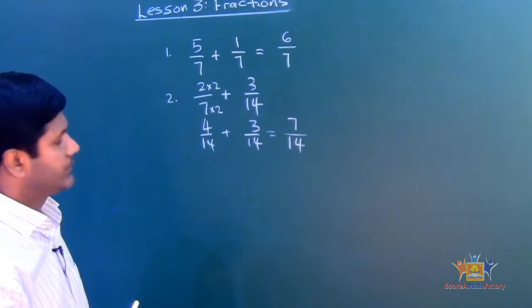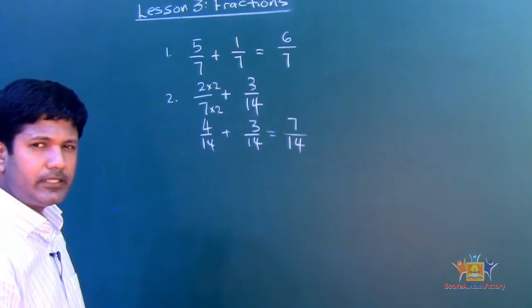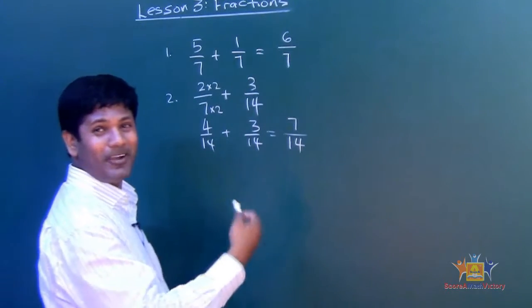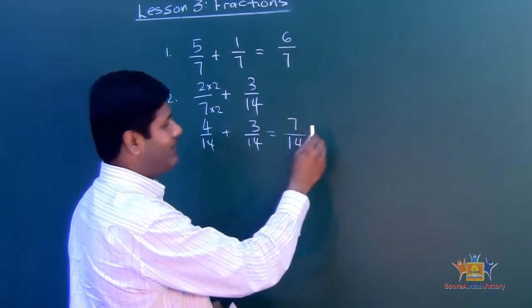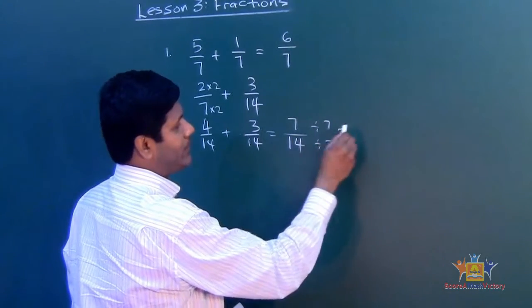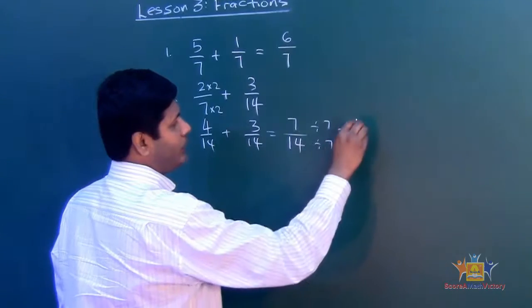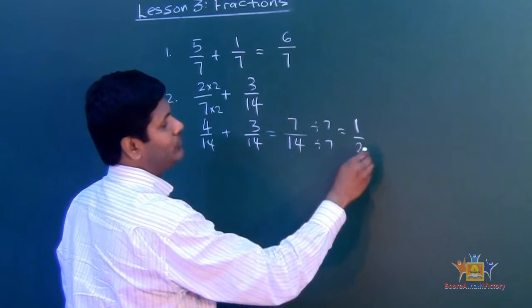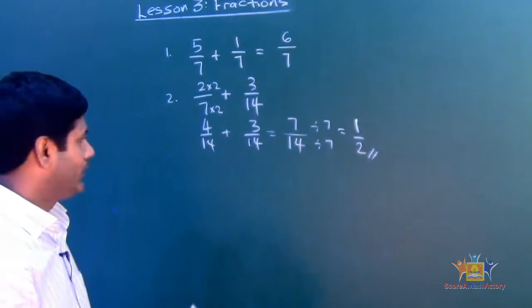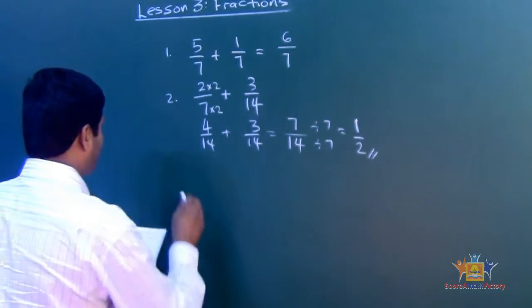Now look at it. 7 over 14. Does it tell you you can do something with it? Exactly. You can simplify or reduce it, because you can divide this by 7 and you can divide this by 7. That means 7 divided by 7 is 1, and then 14 divided by 7 is 2. And that's your final answer. 1 over 2. All right? Okay, good. Now let's look at problem number 3.